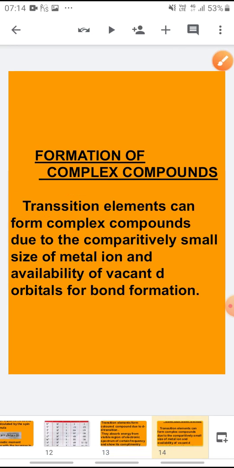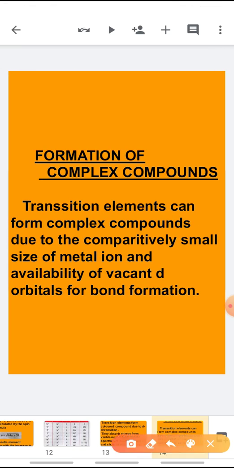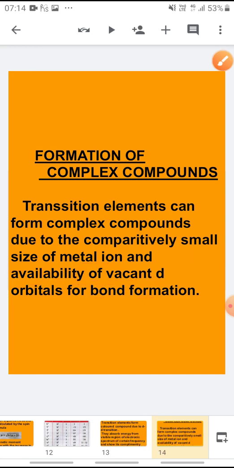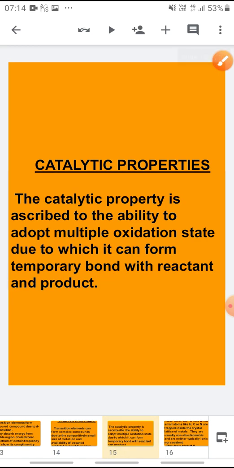Now, transition elements are capable of forming complex compounds also. Why can they form complex compounds? Because of the small size of the metal ion and the availability of vacant d orbitals. Now they have vacant d orbitals, they can accept the lone pair of electrons donated by the ligands, so they can form coordinate bonds.